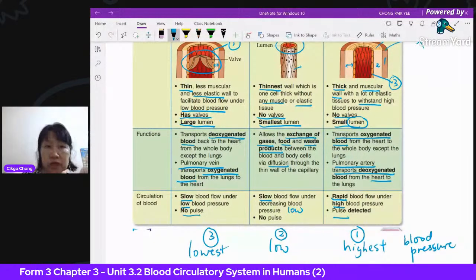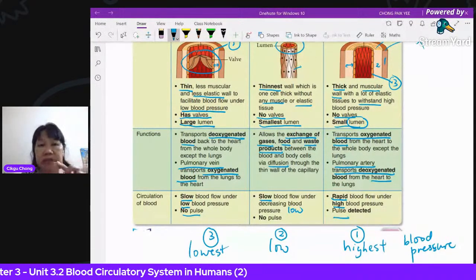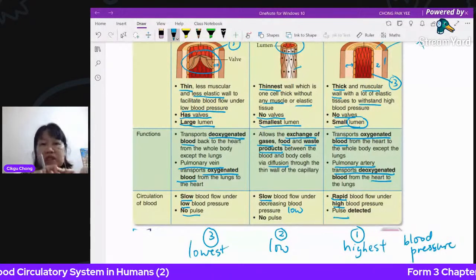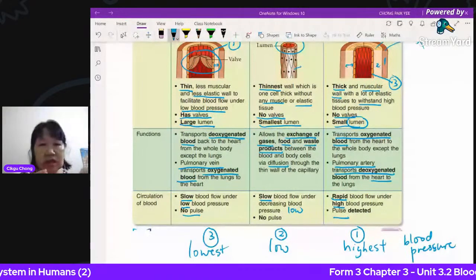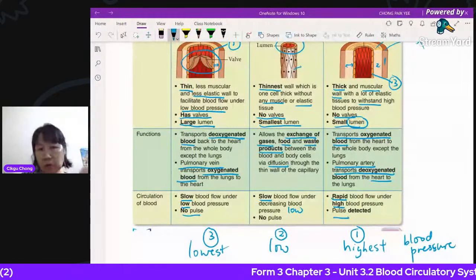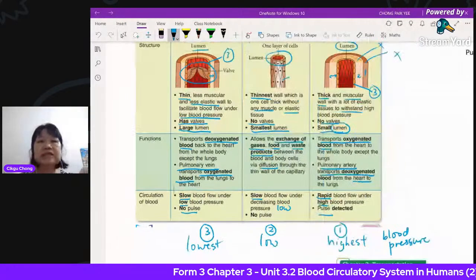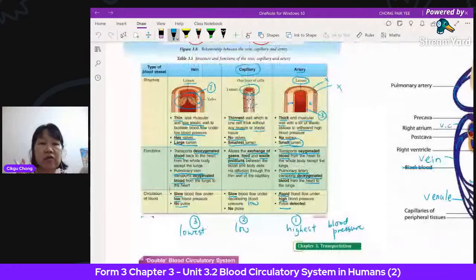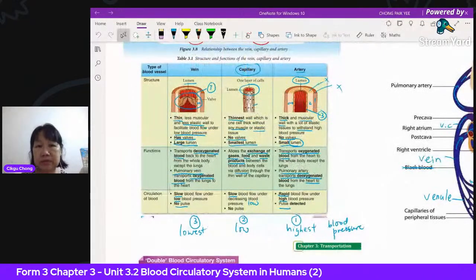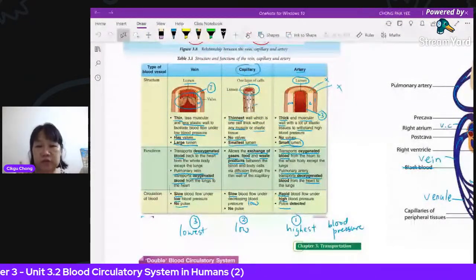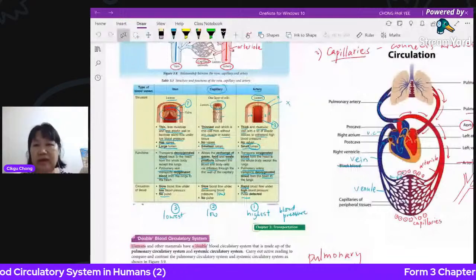The reason is because capillary is very thin. So when the lumen is very small, you still have a higher pressure. When the lumen is big, you will have a lower pressure. Okay, so these are the three types of blood vessels. All right, okay, now I go on to another part.